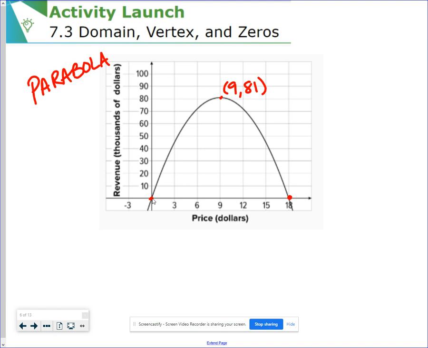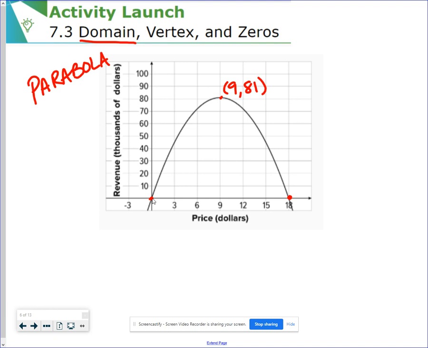But again, the (0, 0) and the (18, 0), that's going to be finding the zeros of the function, where our revenue, our profits, are down to 0. The vertex is that highest point. And the domain, we've already talked about the word domain in the past, not even in this unit, in previous units. Domain is what the x's can be, what the x's make sense as.